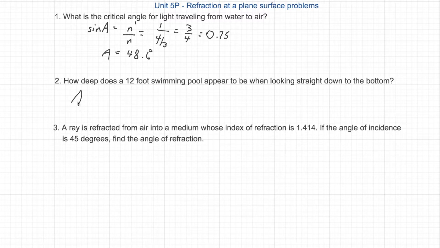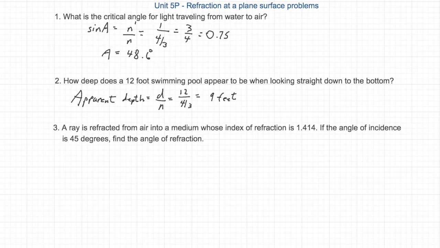How deep does a 12-foot swimming pool appear to be when looking straight down to the bottom? So when you have a medium surrounded by air, the apparent depth or the apparent thickness of the material equals the actual depth or thickness divided by the index of the material. So in this case, it's 12 feet divided by 4/3, and the swimming pool appears to be 9 feet deep.